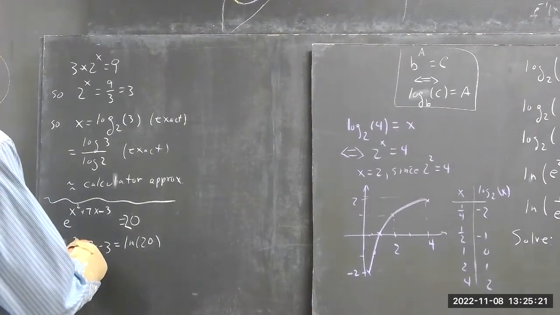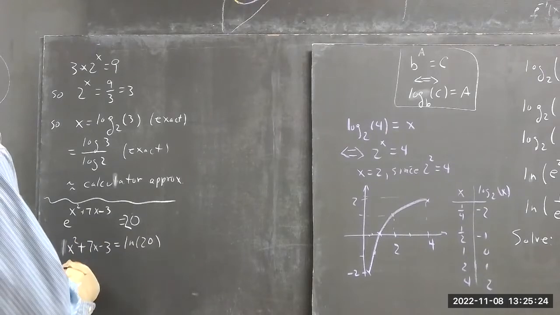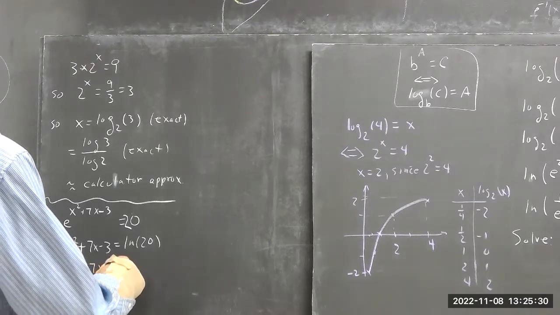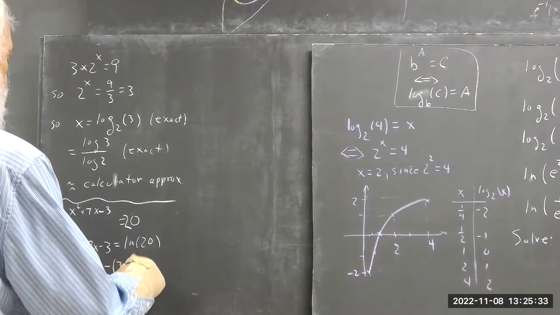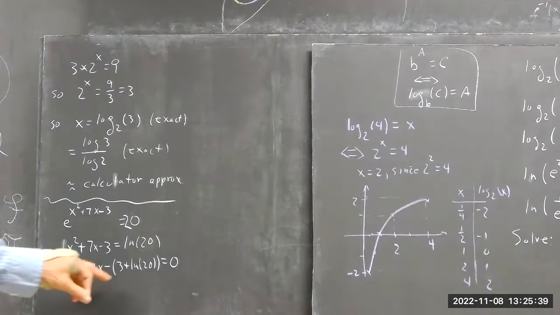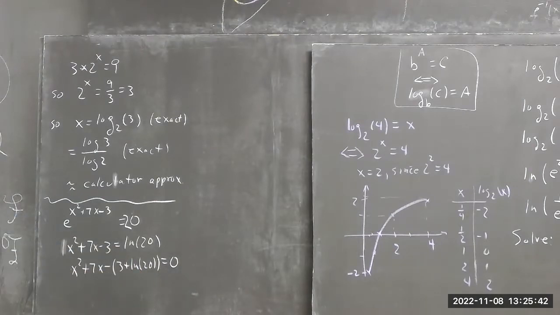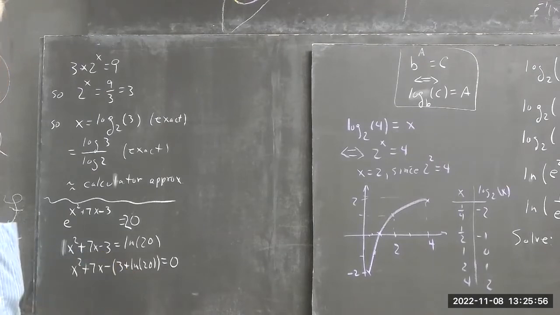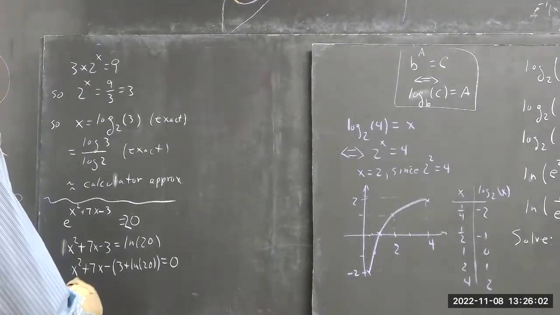Writing out the solution to this equation is a little bit of a pain. We get x squared plus 7x minus the quantity 3 plus the natural log of 20 equals 0. And this 3 plus the natural log of 20 is just our value of C. Well, it turns out the natural log of 20 is probably about 3.2. You can punch that into your calculator, just 20, hit the natural log key or whatever.